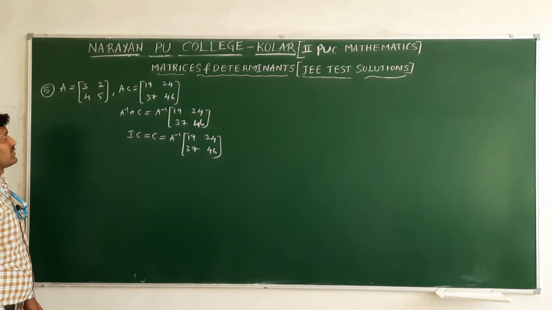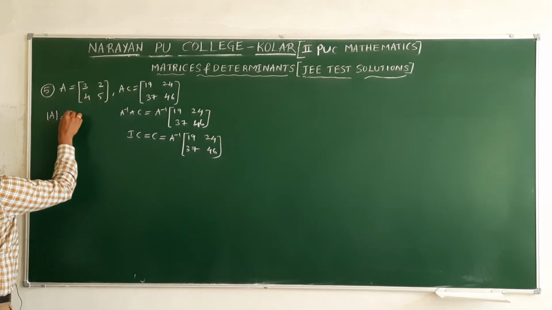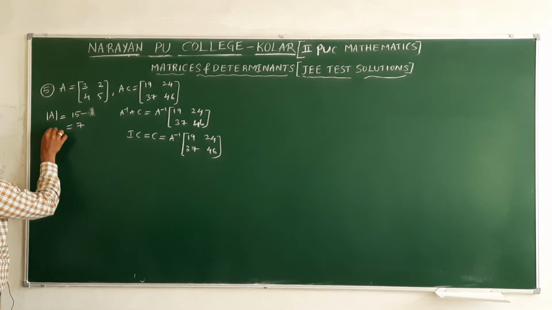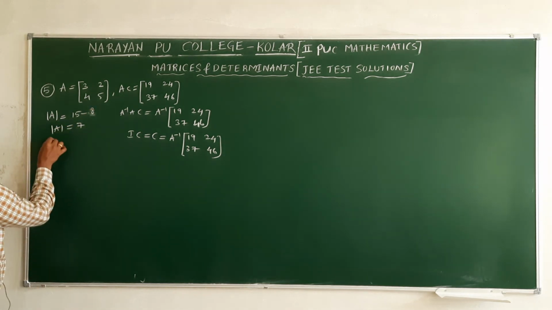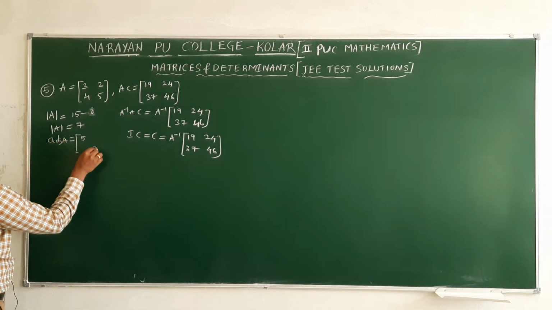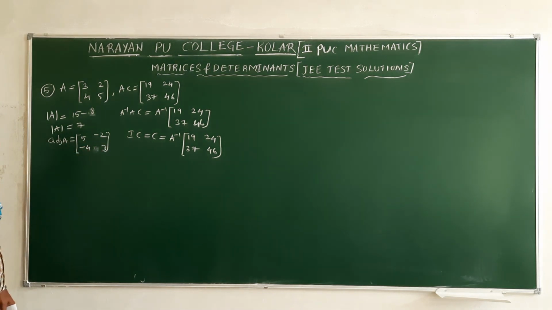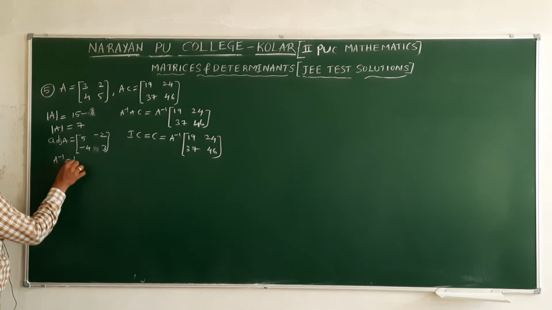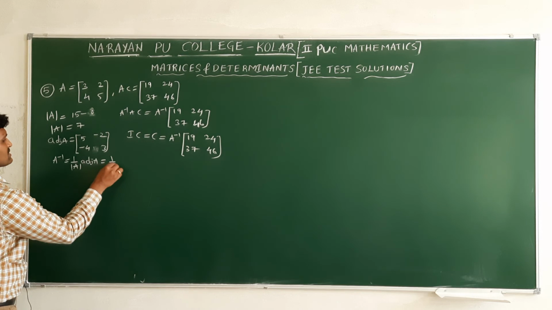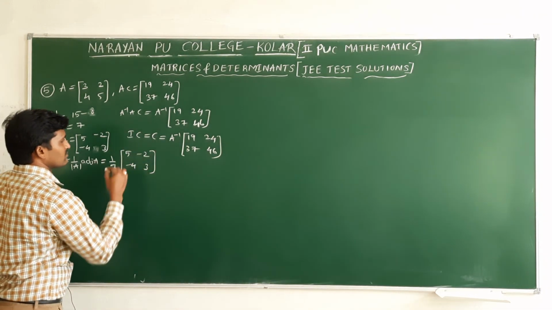Now to find C matrix we need A inverse. A inverse, how to find? Det A is 15 minus 8, that is how much? 7. Adjoint we can find out easily for a 2 by 2 matrix: interchange the diagonals, change the sign for the non-diagonals. Now A inverse formula we already know, 1 by det A into adjoint A. 1 by 7, adjoint A is 5, minus 2, minus 4, 3.